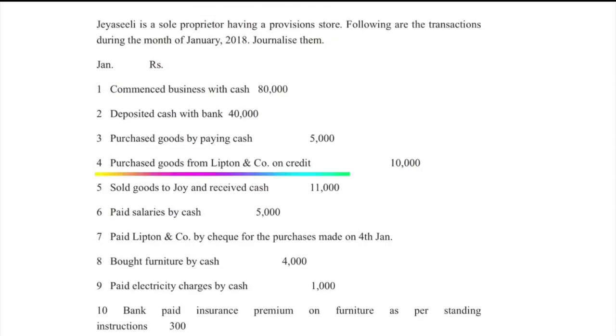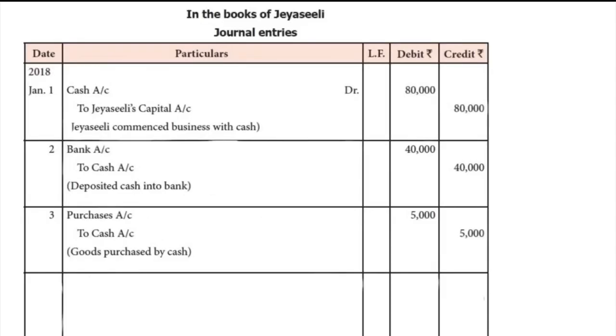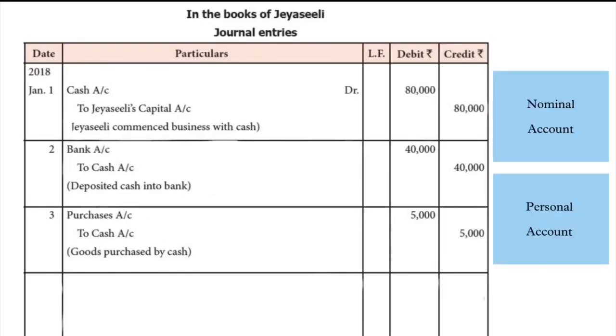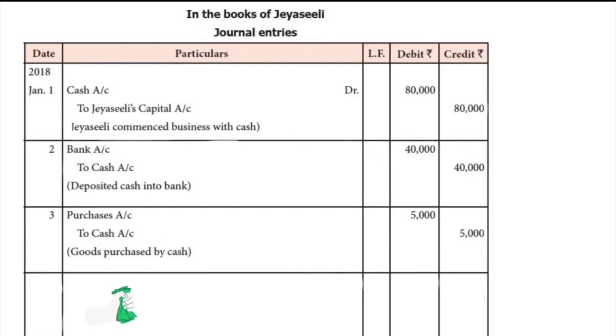The fourth transaction is that we purchased goods from Lipton & Co. on credit, 10,000. The accounts involved are a nominal account and a personal account. Hence, we debit all expenses and credit the giver. Hence, the entry passed is purchases account debit to Lipton & Co. account, being goods purchased on credit.